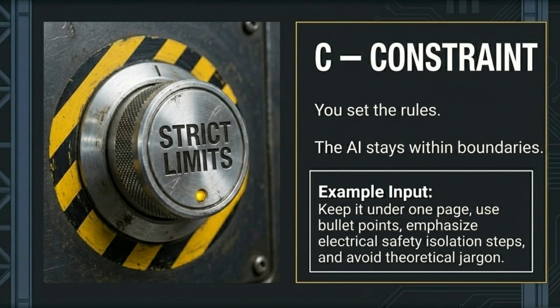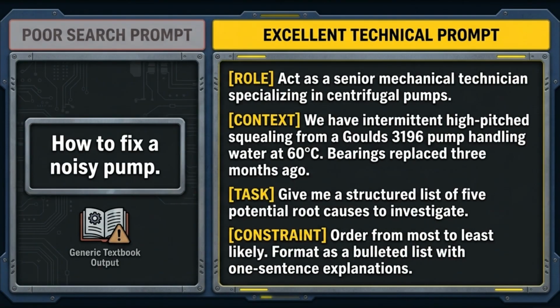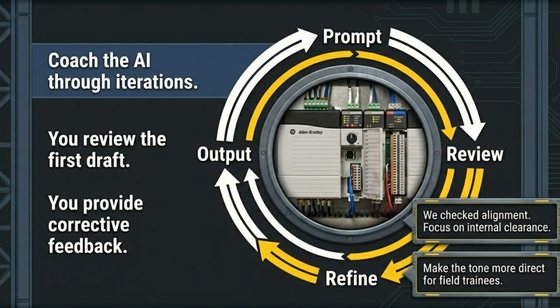Finally, apply constraints. Set the rules that keep the AI within your boundaries, like formatting requirements, length limitations, or specific safety procedures to emphasize. Compare these two approaches. A vague query results in a generic answer, whereas a prompt structured with RCTC elements yields highly specific and useful technical guidance.